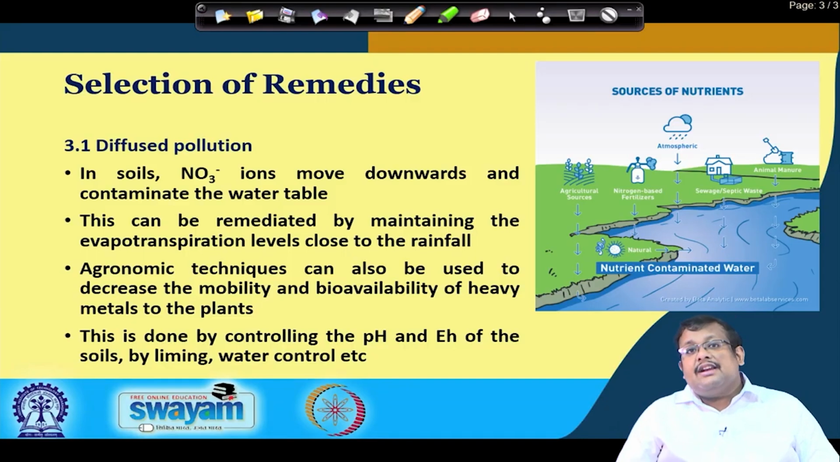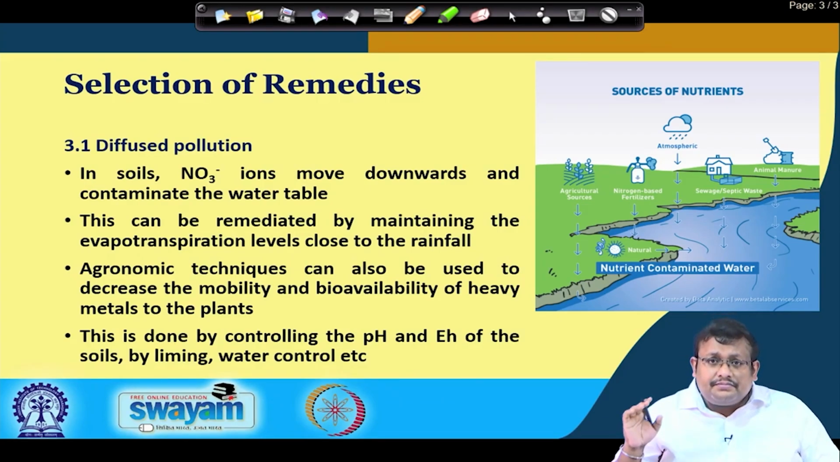Now, agronomic techniques can also be used to decrease the mobility and bioavailability of heavy metals to the plants, and this is done by controlling the pH and Eh of the soils by liming, water content, etc. You know that in the case of a submerged soil, due to the change of redox potential, some elements like iron and manganese, their solubility generally increases, and as a result there is a change in the pollution status in those conditions.